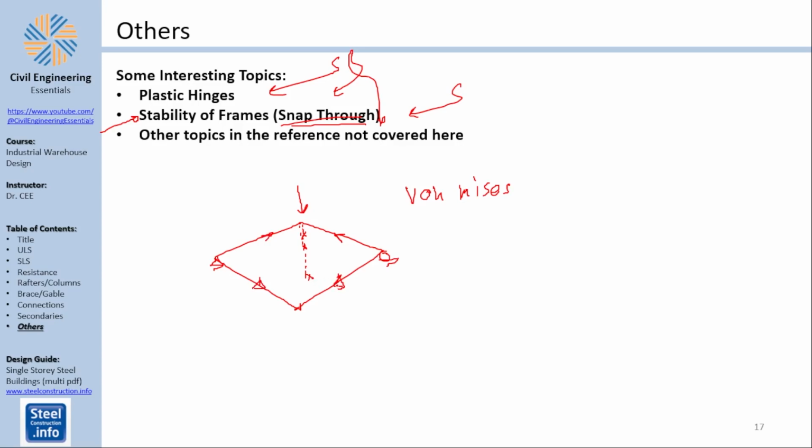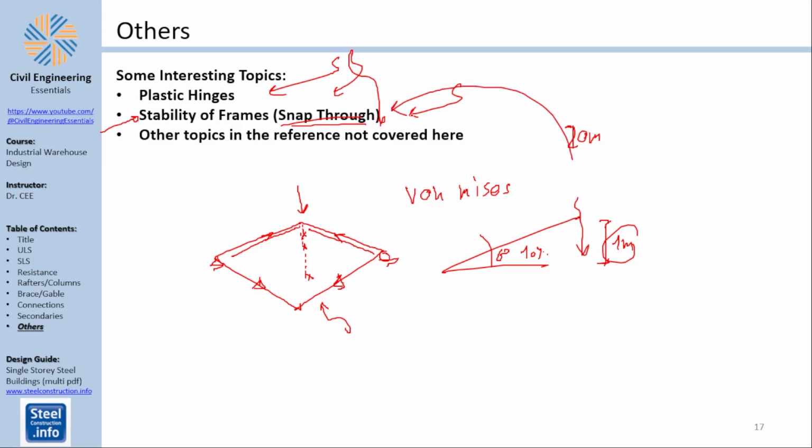You should never allow this to happen because of all the destruction you will cause to the stuff that is being hanged below the roof. Also people will evacuate when they see this. But the idea being that, hey, this instability exists, snap through, you should double check it. Why am I not going to double check it? Because my rafter angle is at least 6 degrees, which will basically give you a 10% slope, meaning if you have a portal frame of 20 meters span, then the difference between the eaves and the apex is 1 meter. And I don't think you will have a deflection that goes all the way down to 1 meter. So that's the reason why those are interesting, but I'm not covering those.